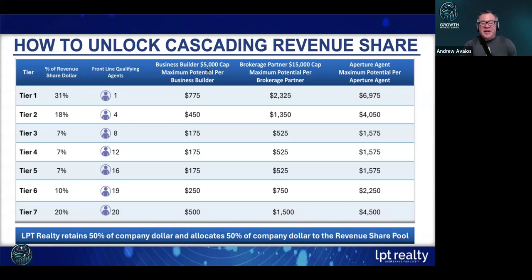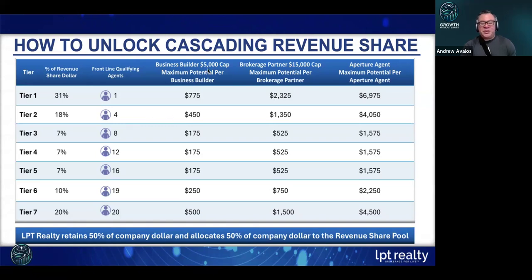We've established that 50% of 5,000 is 2,500. If you were to take $2,500, 50% of the business builder model, and simply multiply that by 31%, you will get $775. If you did the same process and took 50% of 15,000, which is 7,500, and multiplied that by 31%, so 7,500 times 31%, you would get $2,325.